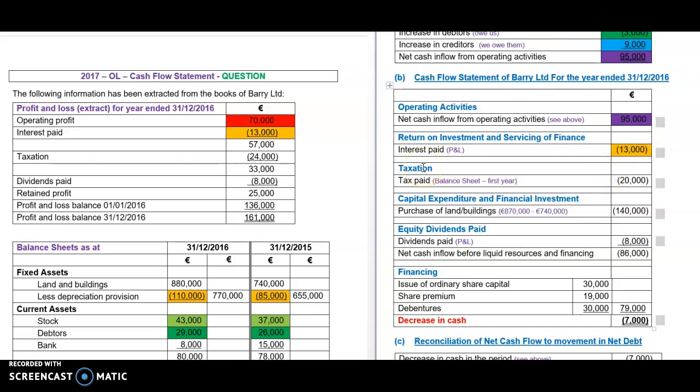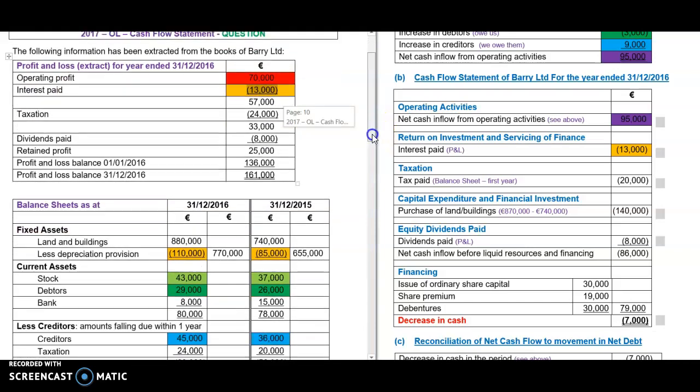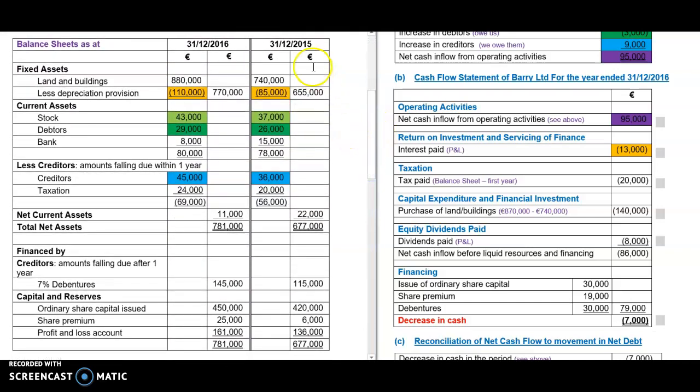Our next heading is taxation, and the entry is tax paid. So again, we go to our balance sheet, 2015, and tax paid is €20,000. Again, it's a minus. The reason being we paid tax. It's an outflow of cash, money leaving the business. It's a minus.